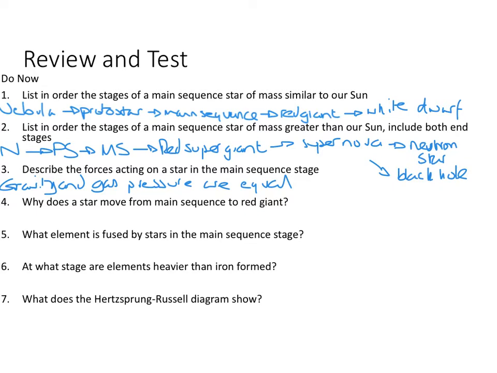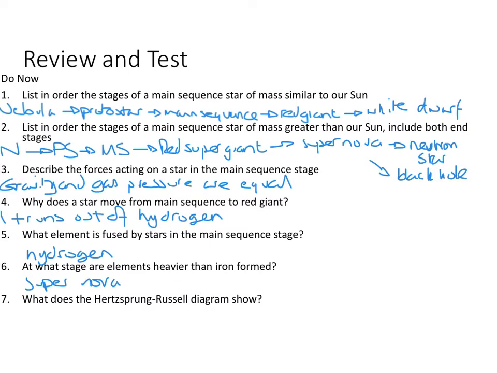Why does the star move from the main sequence to a red giant? As we already said, it runs out of hydrogen. What element is fused by stars in the main sequence stage? Hydrogen. At what stage are elements heavier than iron formed? That's the supernova.